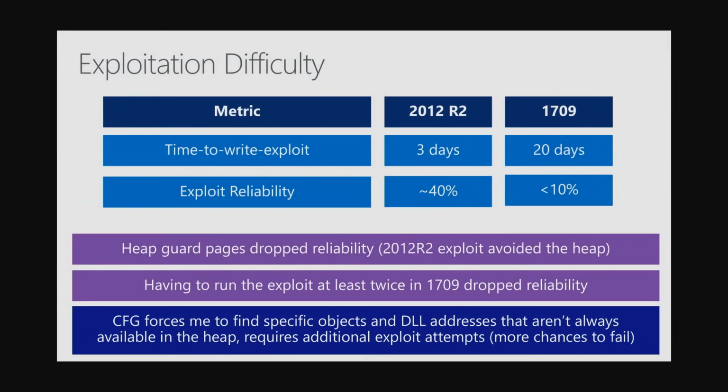Now let's talk about what we've learned from this, because I said that I wanted to show you how impactful some of these bug reports can be. One of the things we learned is that writing exploits against the latest version of Windows is a lot harder, and in this case also a lot less reliable. It took me about 3 days to get the exploit working for Server 2012 R2, and upwards of 20 days to get it working on 1709, which was the latest version of Windows at the time. For 2012 R2, it was about 40% reliable. And for 1709, after 20 days of work, it was well under 10% reliable.